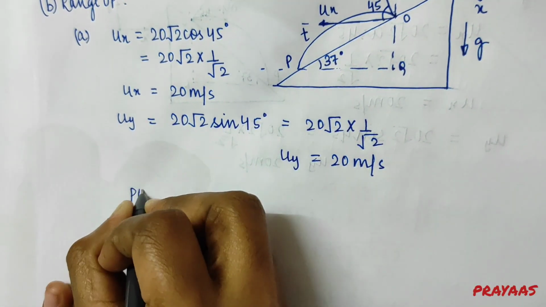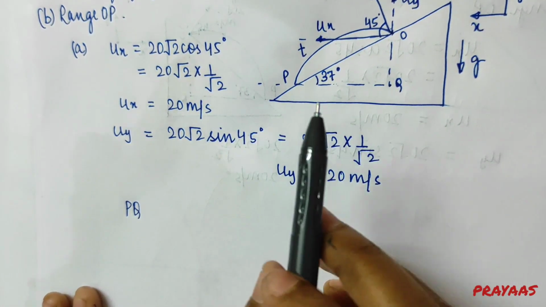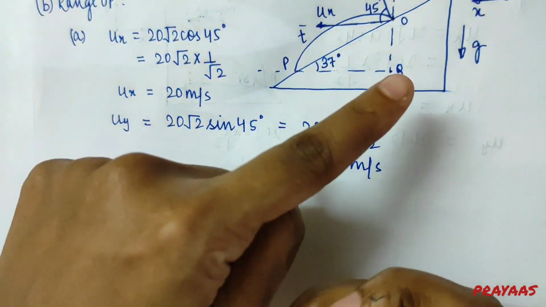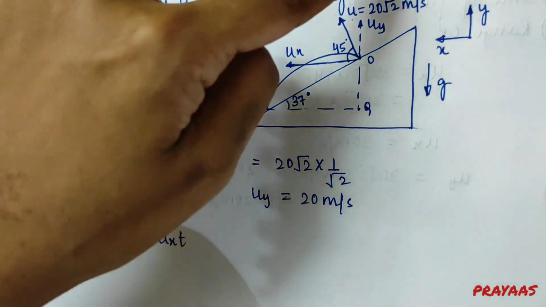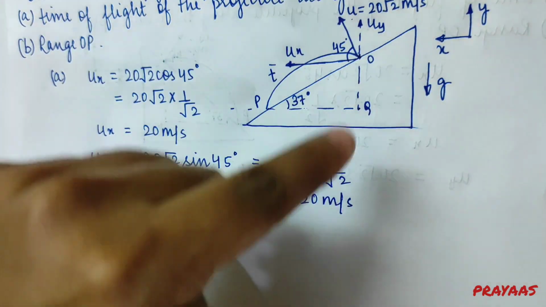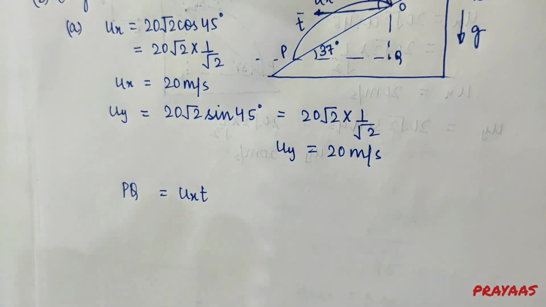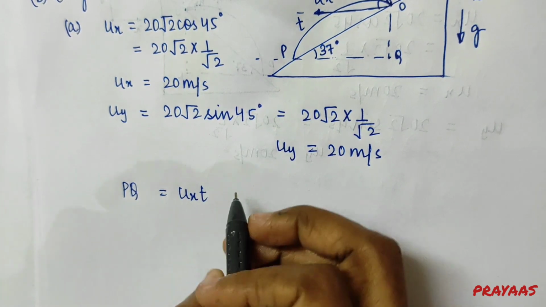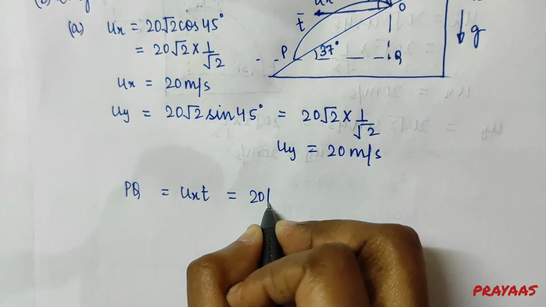For finding PQ, that is the distance traveled in x direction, PQ will be equal to ux into t, because there is no acceleration in x direction. The acceleration g will always act in y direction. So there is no acceleration in x direction. So QP will be simply equal to speed into time, that is ux into t, that is 20t.